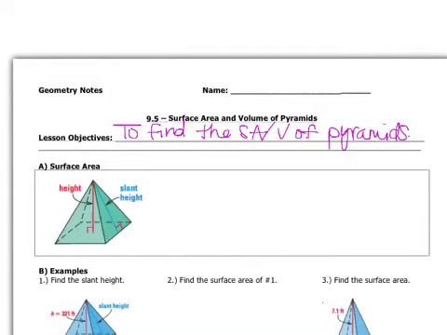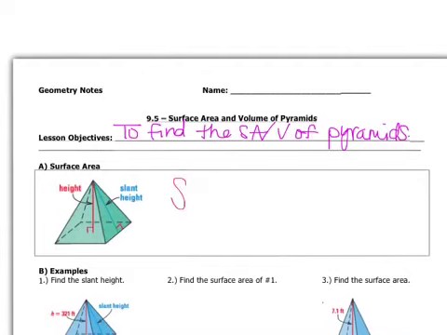Similar to a cone, a pyramid has both an altitude height, which goes from the vertex straight down to the center of your base. That's right here. And then it also has a slant height, which goes from your vertex along the side of one of those triangles down to the middle of that triangle. Okay, so understand the difference between your height and your slant height.